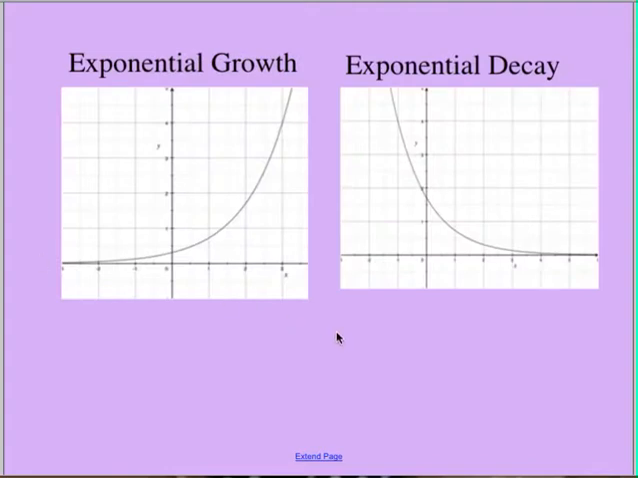The graphs look like this. Exponential growth is on the left and exponential decay is on the right. You'll notice that they both have horizontal asymptotes at y equals 0, and that's because just for a basic exponential equation, there is no exponent that you can raise a number to get a negative number. You're always going to get close to 0, but you're never going to pass that line.